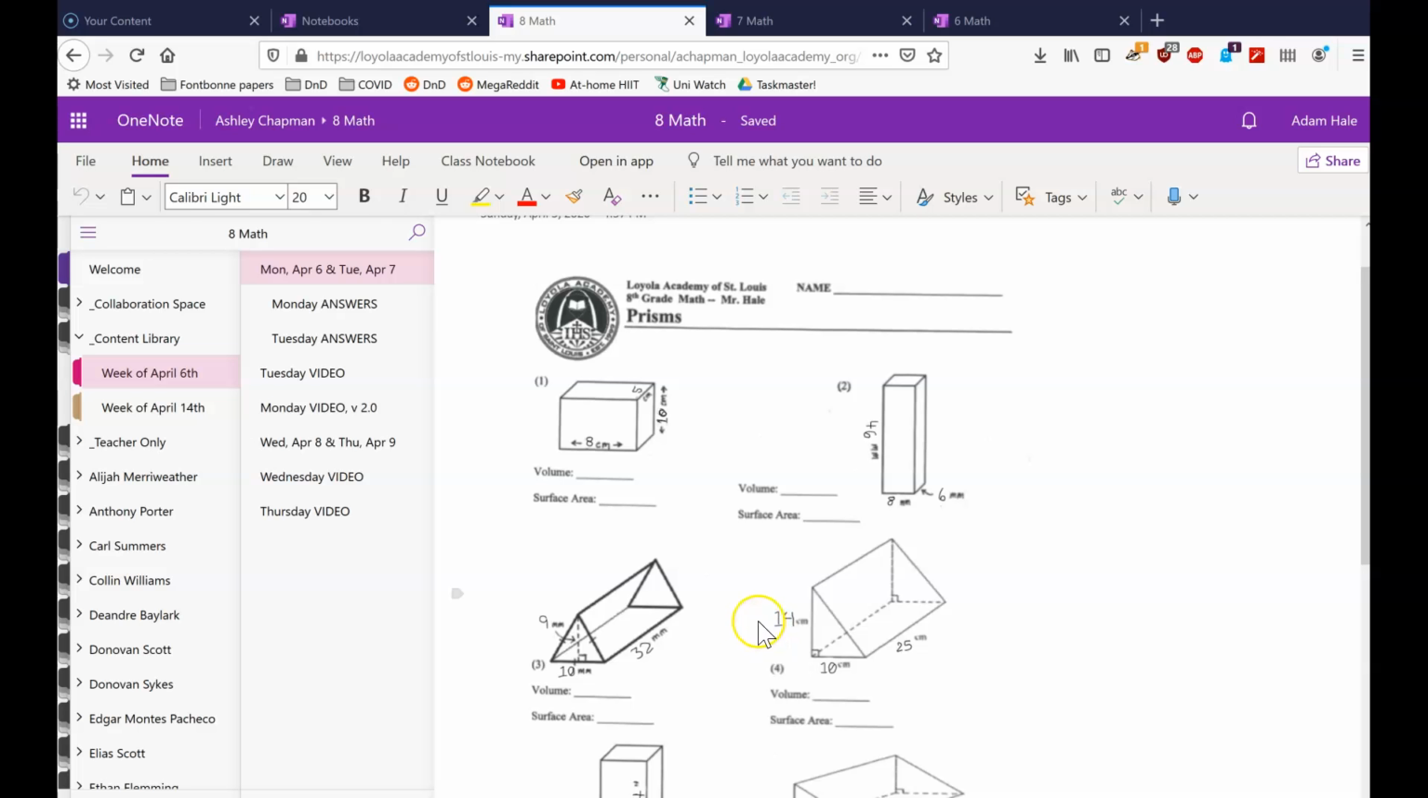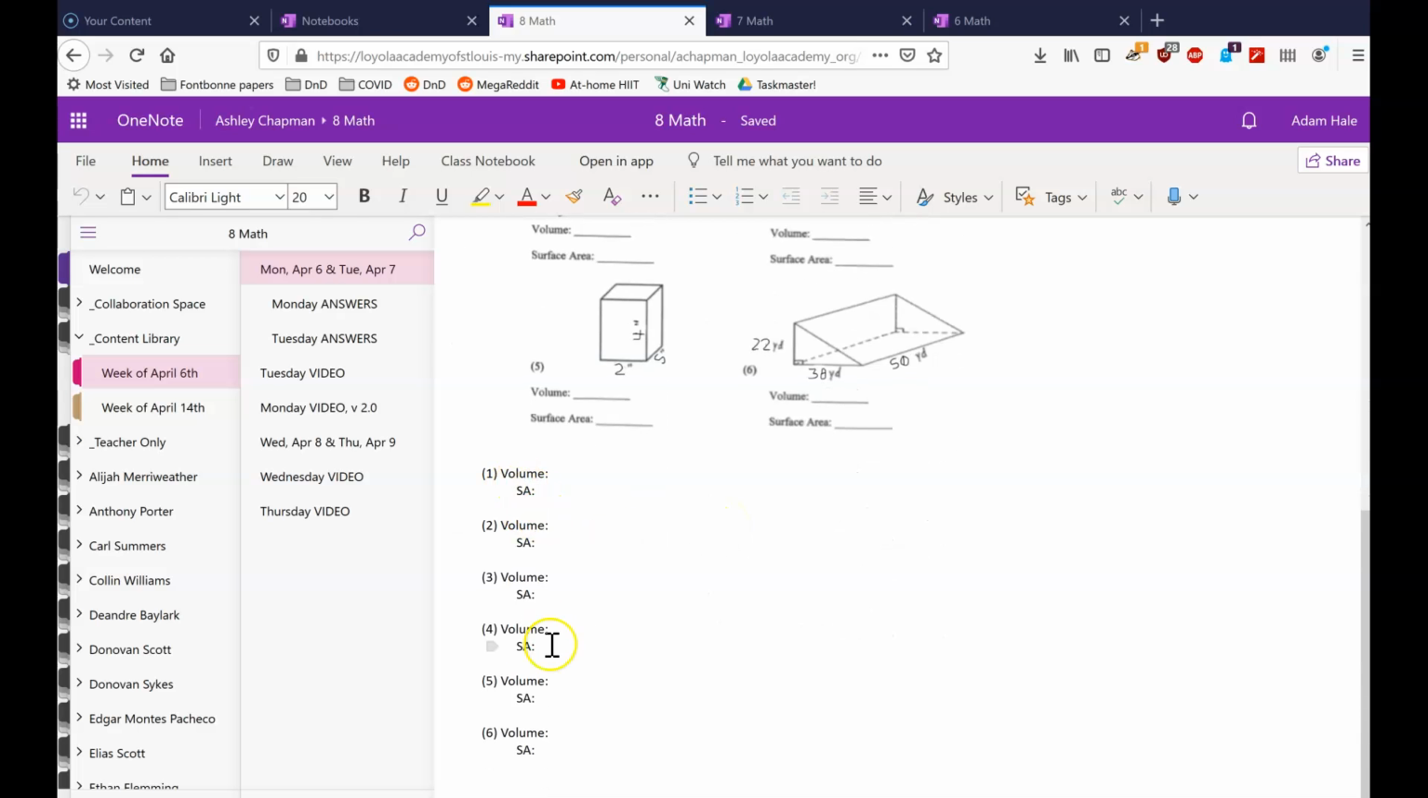I tried to make it clear in the video that accompanied them. So if you only did the volume or only did the surface area, go ahead and go back and do the one you haven't done yet, and I'll figure out how to give you full credit for your work.